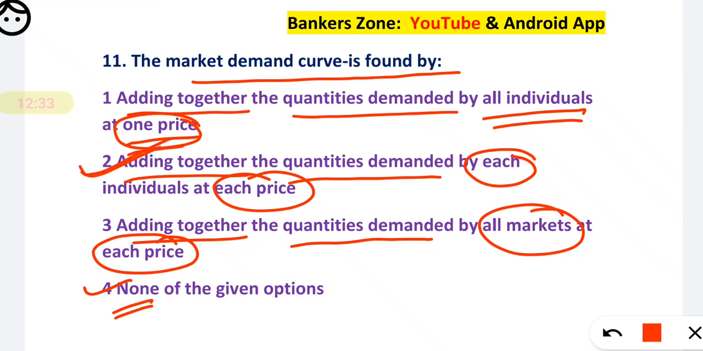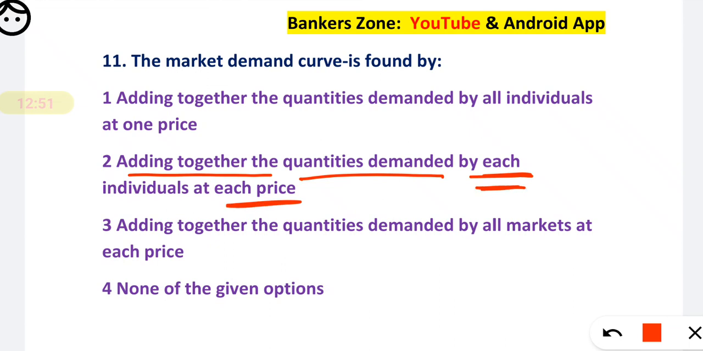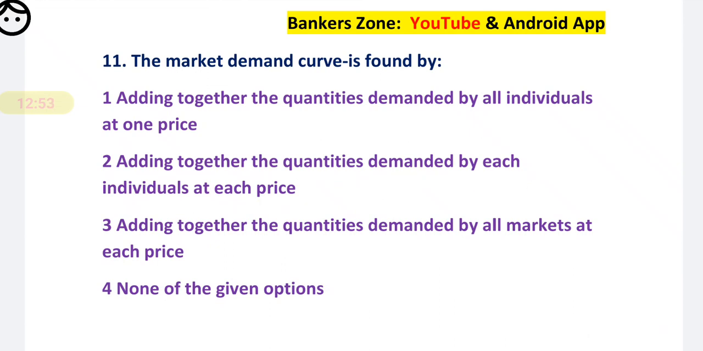Option number 2, adding together the quantity demanded at each price and by each individual, that is for the demand curve. So remember, what is the correct answer? Adding together quantities demanded by each individual at each price. Just remember the word each.